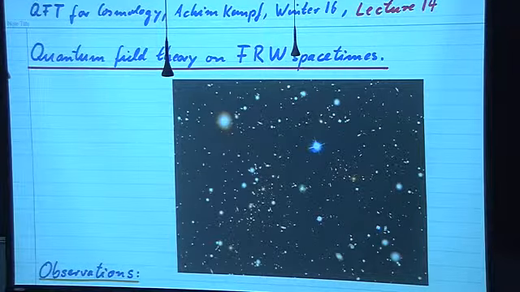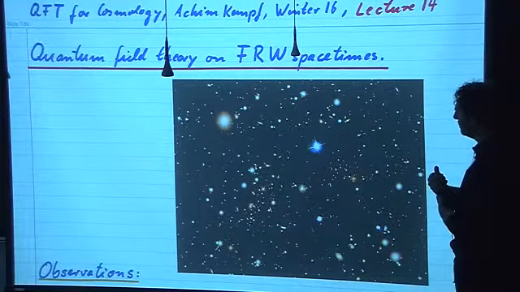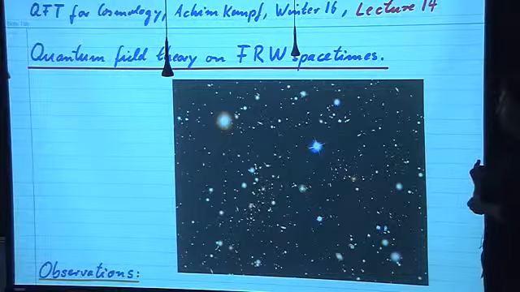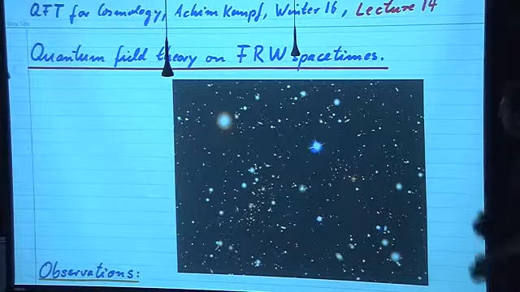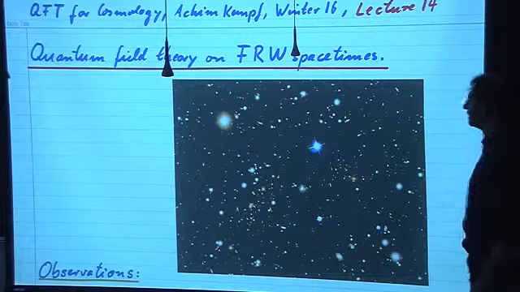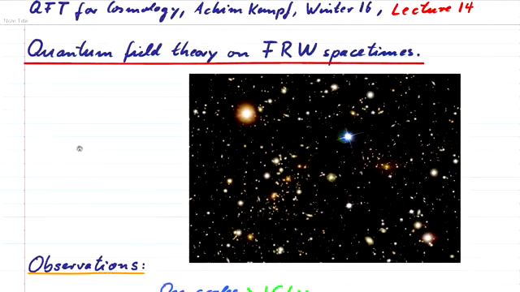And if we took the actual space-time, even if we knew it in all its details, it would be hopelessly difficult to do quantum field theory on that space-time. So we will need to do some approximations. And we base those approximations on observations.